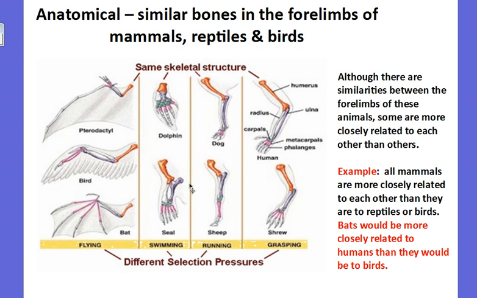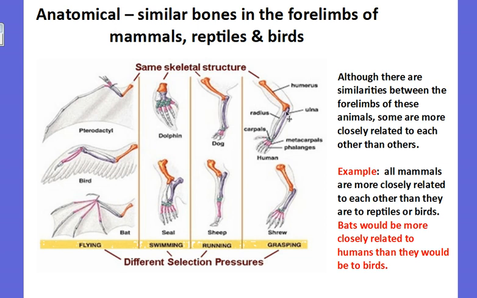So for example, all of the mammals, which means the bat plus all of these other six, are more closely related to each other because they're all mammals. They're more closely related to each other than they are to either the bird or the pterodactyl, which is a reptile. Okay? So a bat, even though this is a wing, would be more closely related to a human than it would be to a bird.